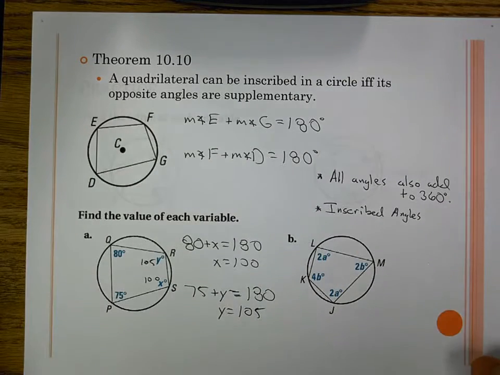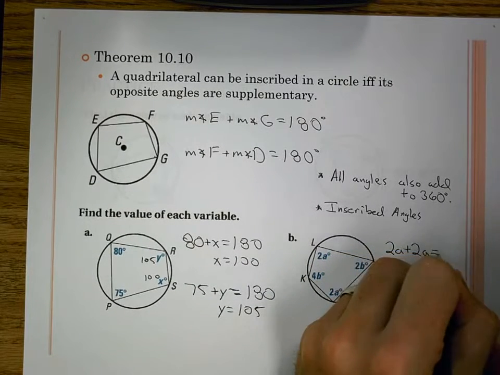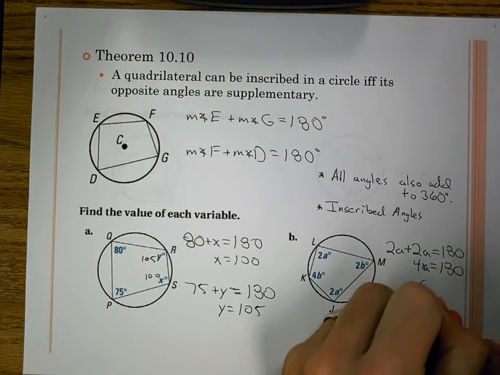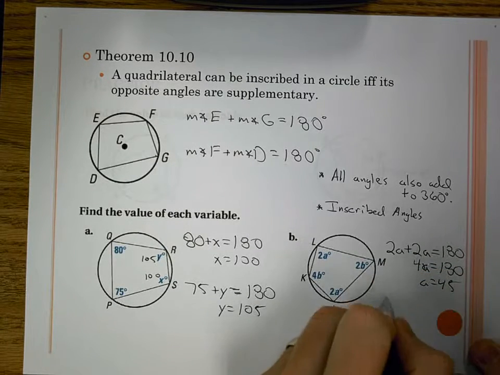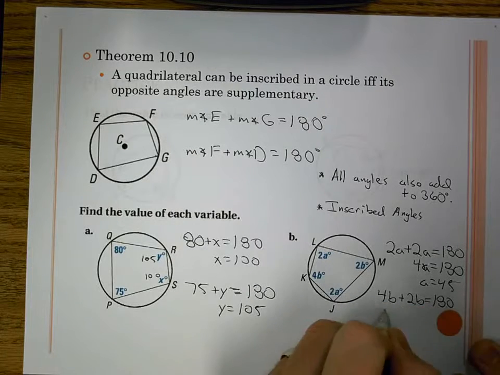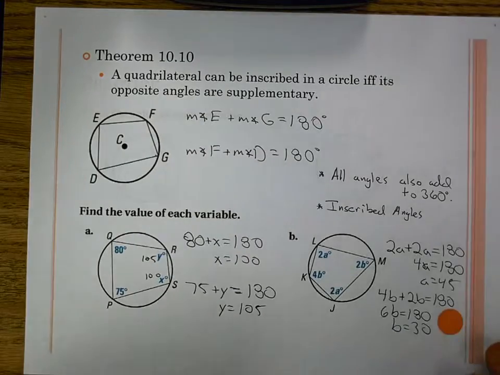I go to b. Okay, I have a little more a's and b's here. Now, this even guides us in this problem, because I'm not going to say something with a plus something with b equals 180. I'm going to typically match up the variables. So it is 2a plus 2a equals 180. 4a equals 180, so a is 45. Then 4b plus 2b equals 180. 6b equals 180, so b is 30.